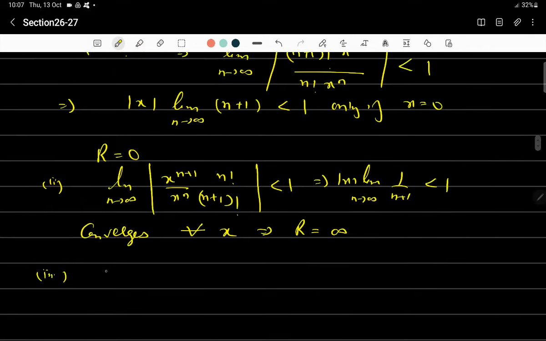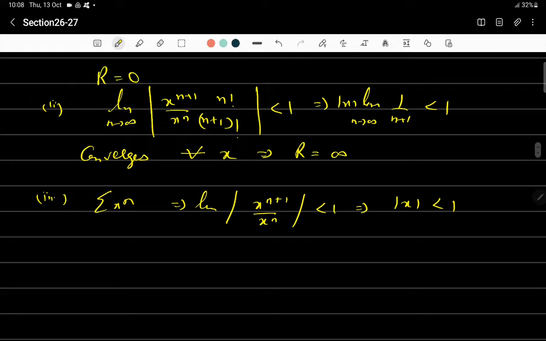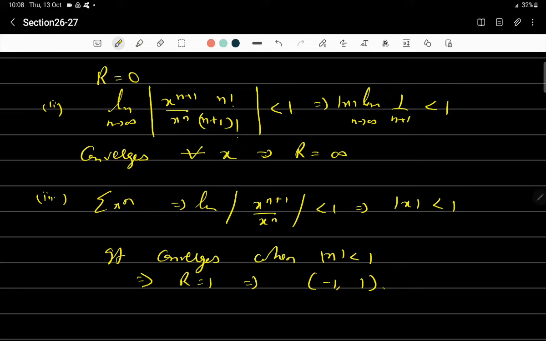The last case is summation x raised to the power n. It implies the limit of x raised to the power n plus 1 by x raised to the power n should be less than 1. This simply gives mod x is less than 1, which means it converges when mod x is less than 1. It means that your radius of convergence is 1 and your interval of convergence is -1 to 1.